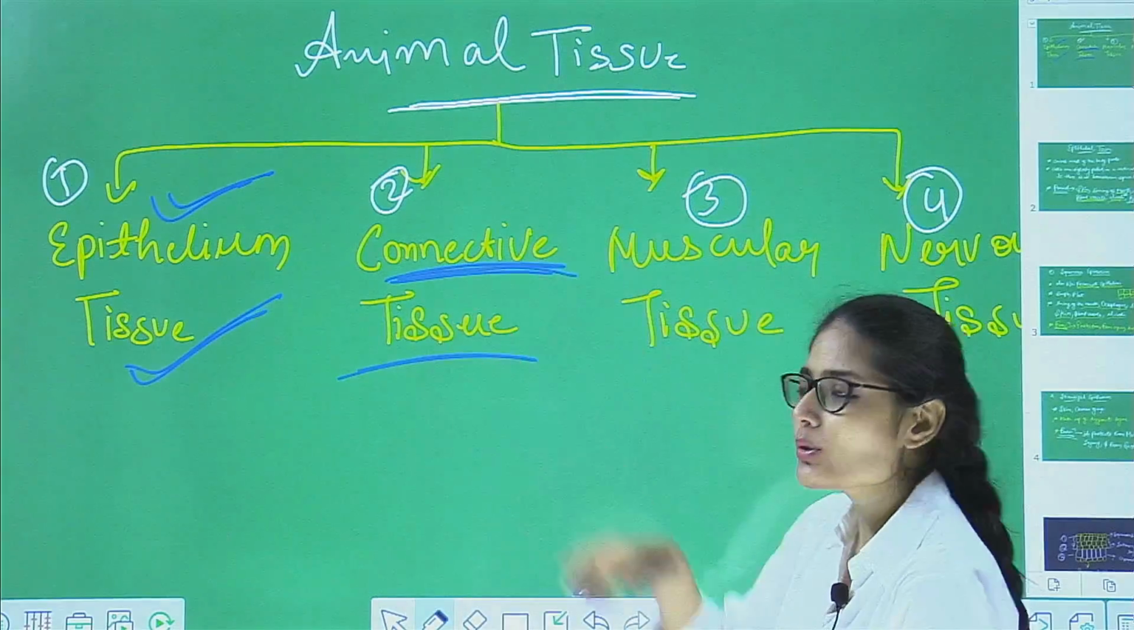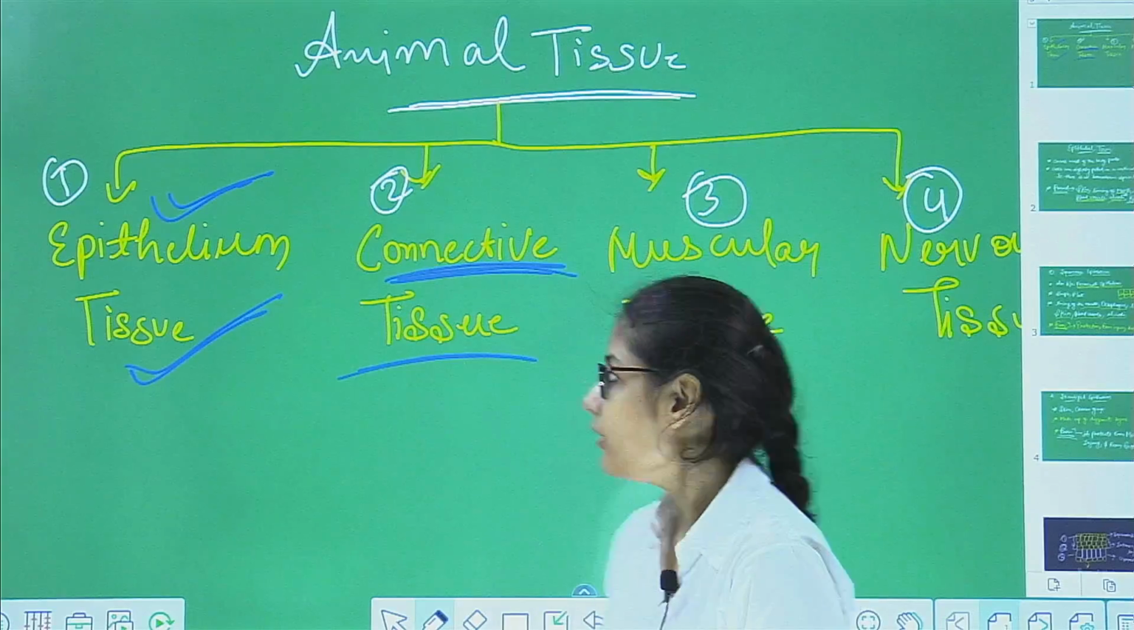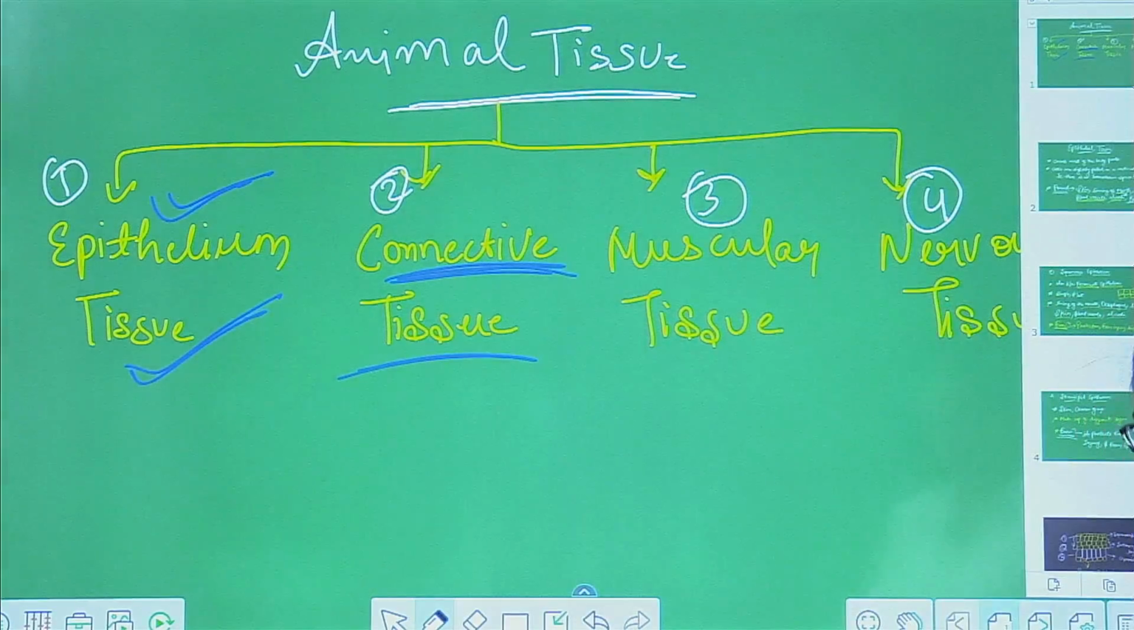So connective tissue we are going to talk about in the next lecture, and then the muscular tissue and then the nerve tissue.